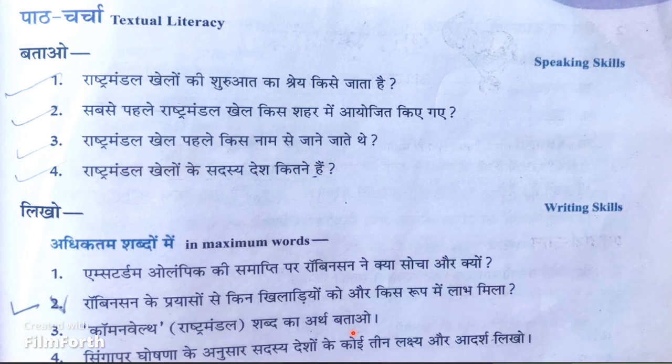Children, if you want the written answers and the explanation to them, please do let me know in the comments below. Singapore ghoshna ke anusar sadasya deshon ki koi teen lakshya aur aadarsh likho. According to the Singapore announcement, write any three aims and principles of the member countries. You just have to mention only three, children. When they have asked three, mention only three.